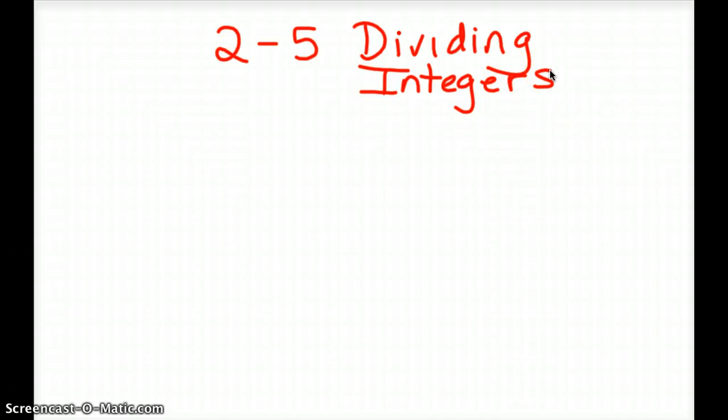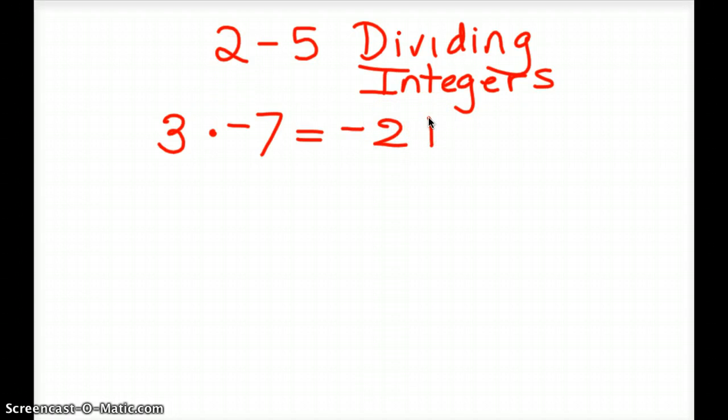Now we learned today in class how to multiply integers. Well, dividing and multiplying are inverse operations, guys. So one way to find the quotient is to use the related multiplication sentence. For example, we learned today that 3 times -7 was -21. Another way to find -21 divided by 3 is to think about that factor, and we would get -7 as our answer.